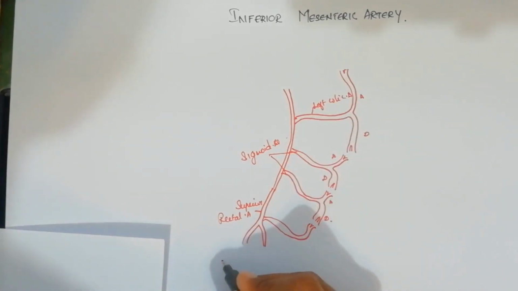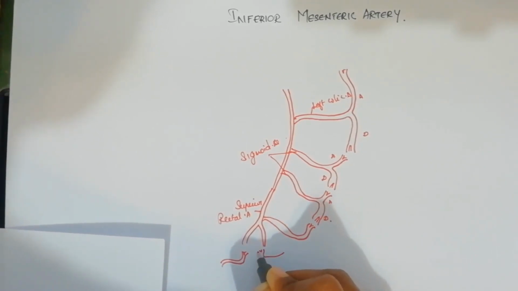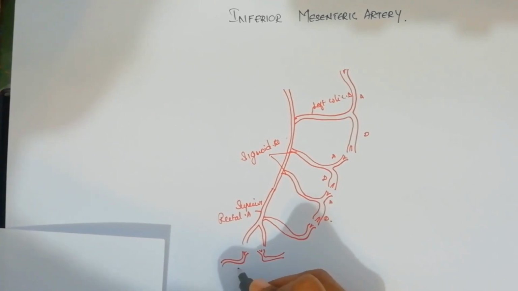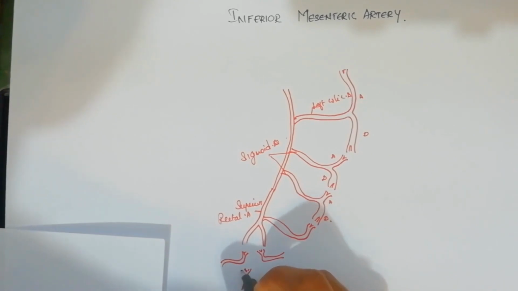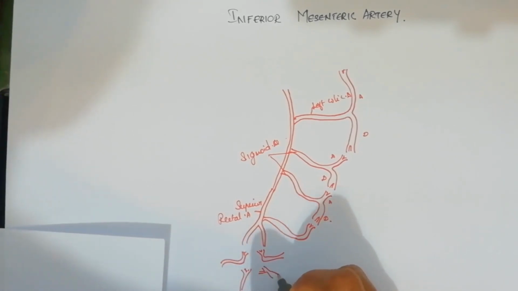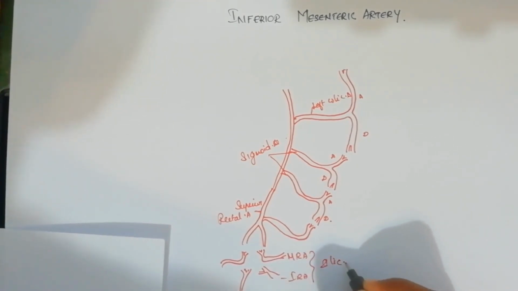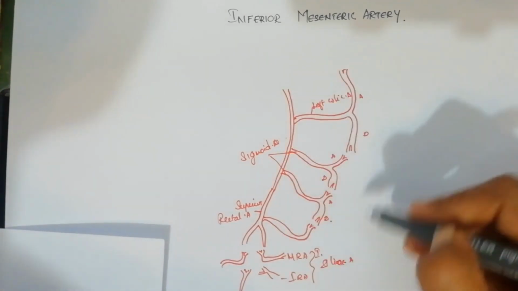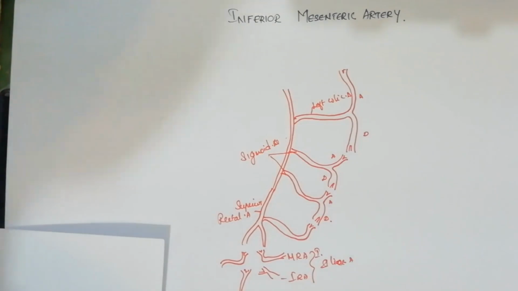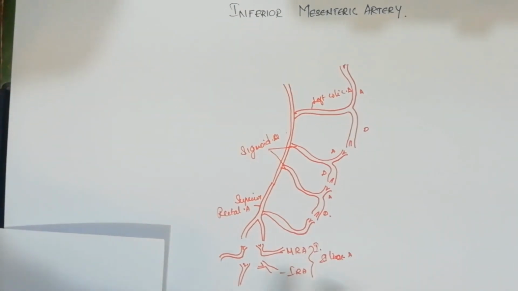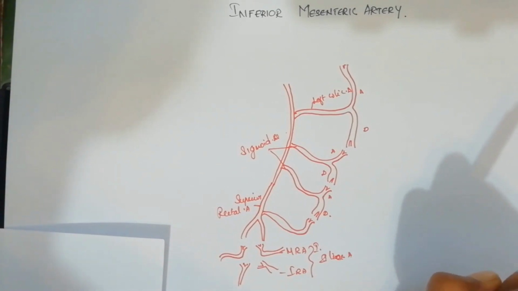This inferior mesenteric artery again will anastomose with the internal iliac artery branches, that is, we have got middle and inferior rectal artery for the rectum. So we have got middle rectal artery and inferior rectal artery, which are branches of internal iliac artery. So this is how we have got branches coming out from inferior mesenteric artery. So this is the way the branches are distributed.